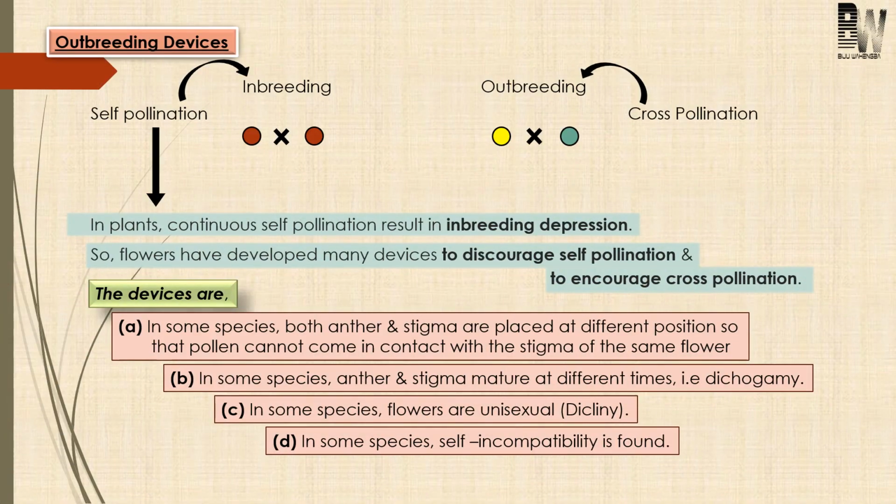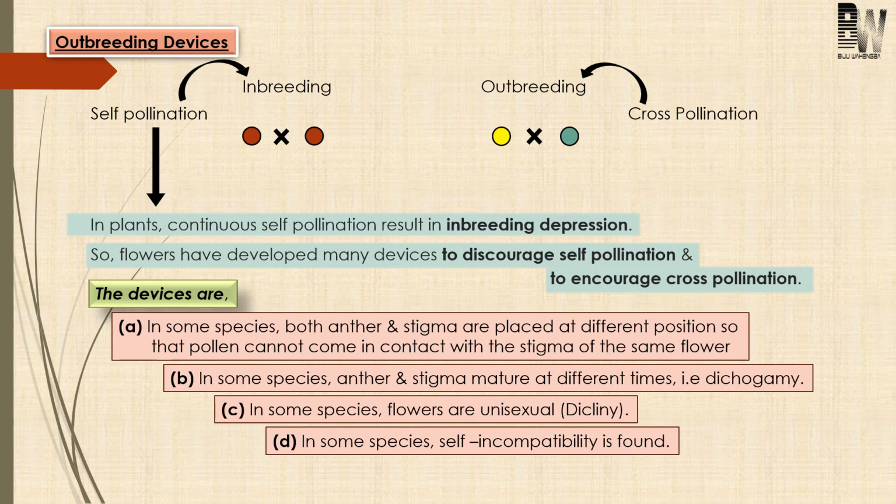Hello student, so coming back to chapter number 2, that is sexual reproduction in flowering plant. Here in this video, we will study about outbreeding devices, about pollen pistil interaction, and about artificial hybridization one by one. Okay. So first, let us discuss about outbreeding devices.